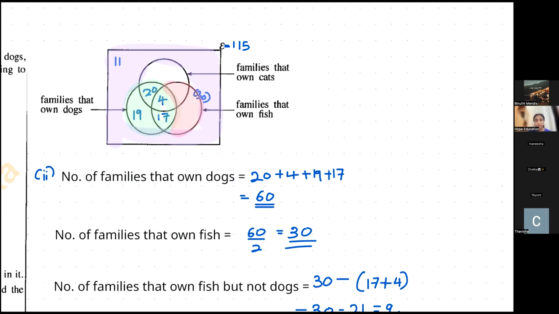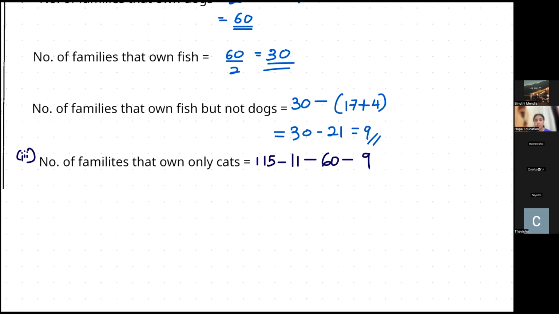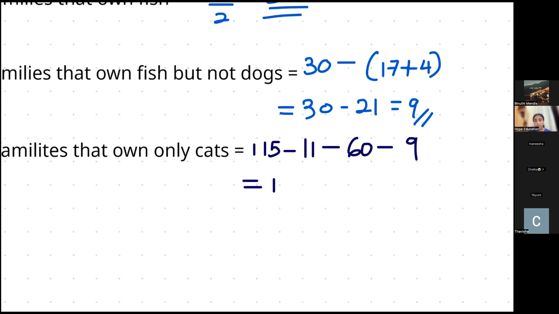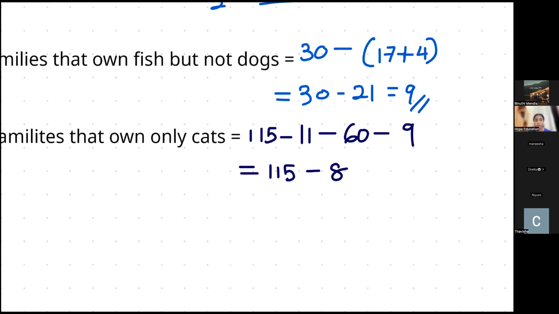Right? So let's see. Subtract 115 minus 60 plus 11 is 71. 71 plus 9 is 80. So 115 වලින් මම 80 subtract කරන්න ඕනේ. So I get 80, 90, 100, 110, 35. So 35 families own only cats.